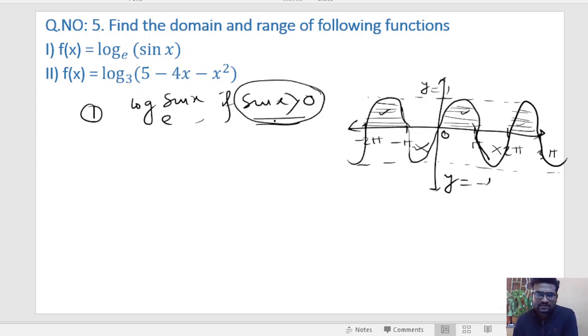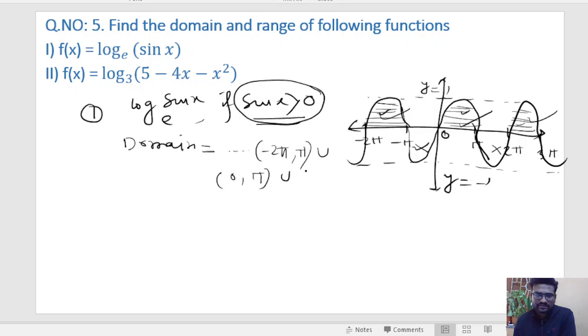Okay, and so the domain of the function: this interval is the domain, and so on. Minus 2 pi to pi, union 0 to pi, union 2 pi to 3 pi. Okay, this is the domain.